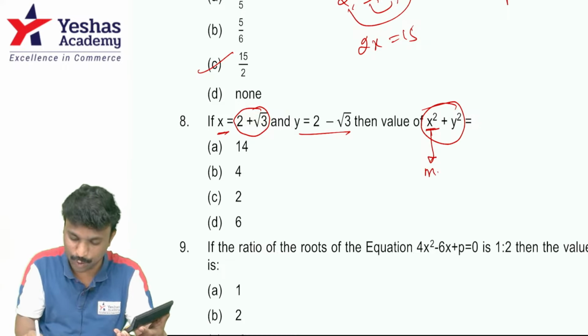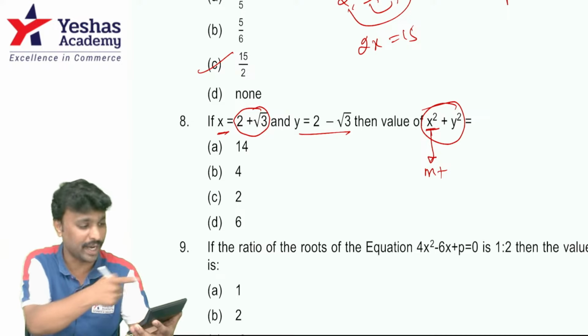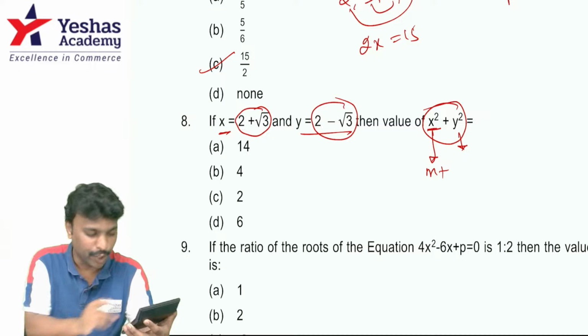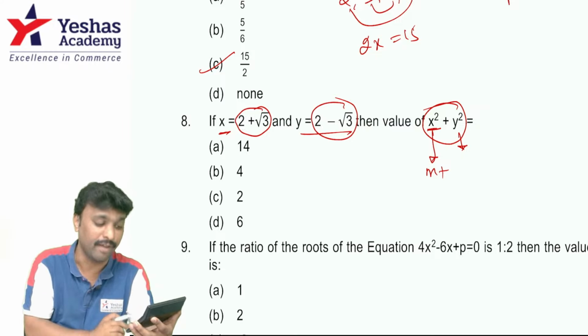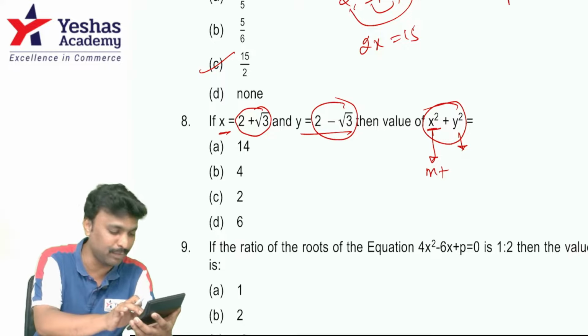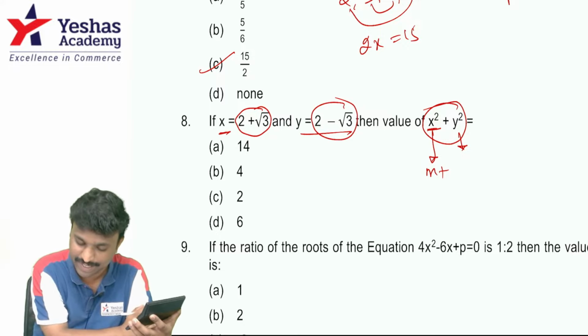Now, store this value by pressing M plus. So, you get 13.92. Now, y square. What is y? 2 minus root 3. For root 3, what to do? First of all, type 2 minus, then type 3, press the root. 2 minus root 3 is done.